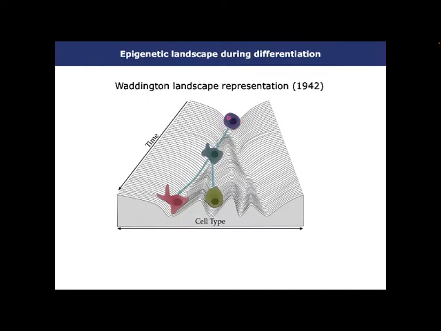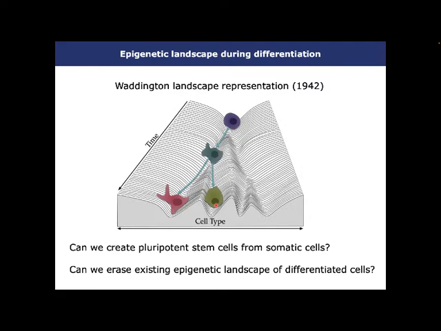So this is the Waddington landscape representation we have learned. So the pluripotent stem cells are differentiating as time goes by to a more differentiated status, and eventually they are diversified to various statuses of cells, and these differentiated cells cannot become more undifferentiated cells in normal status. So this question, can we create pluripotent stem cells from somatic cells, can be translated as, can you erase the existing epigenetic landscape of differentiated cells?